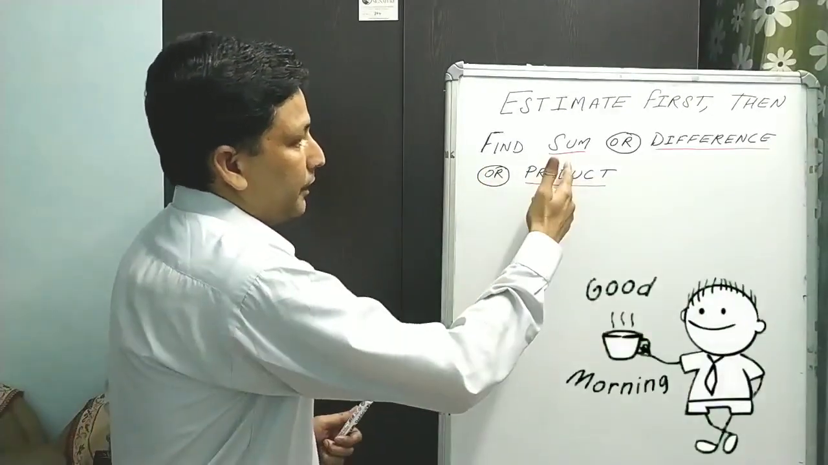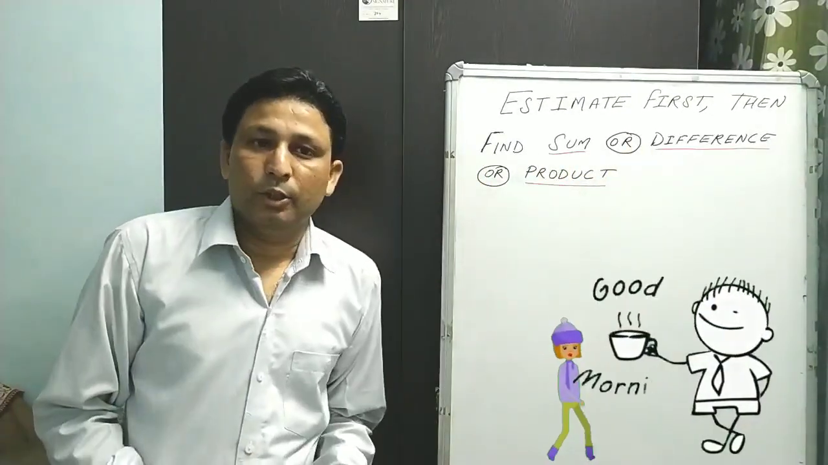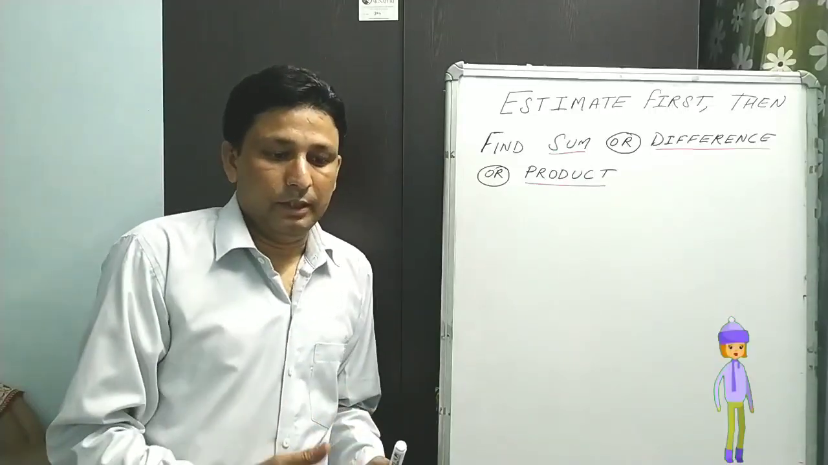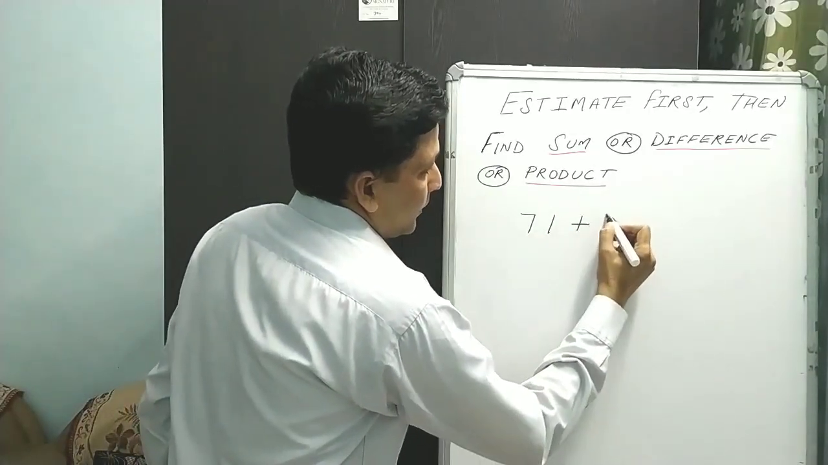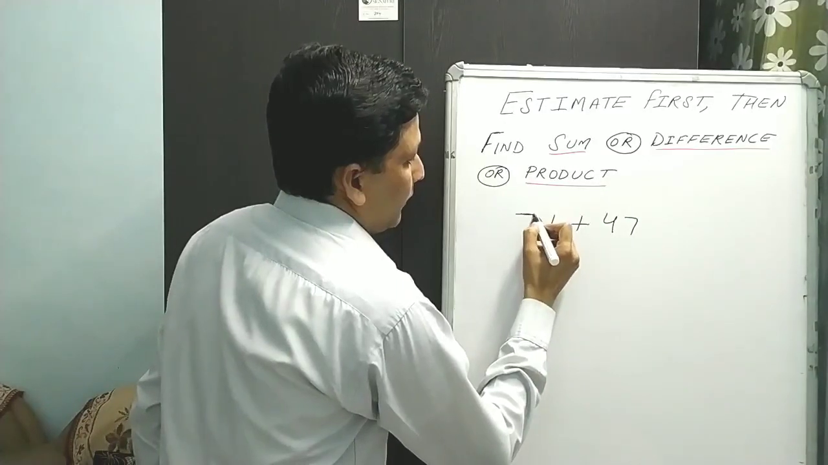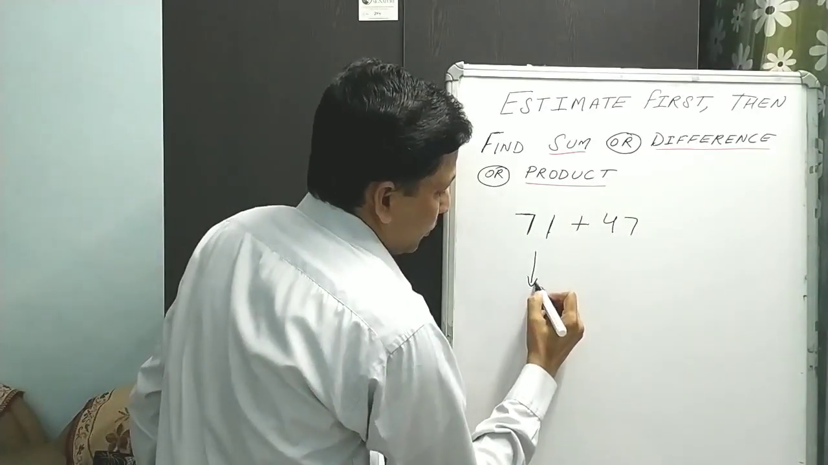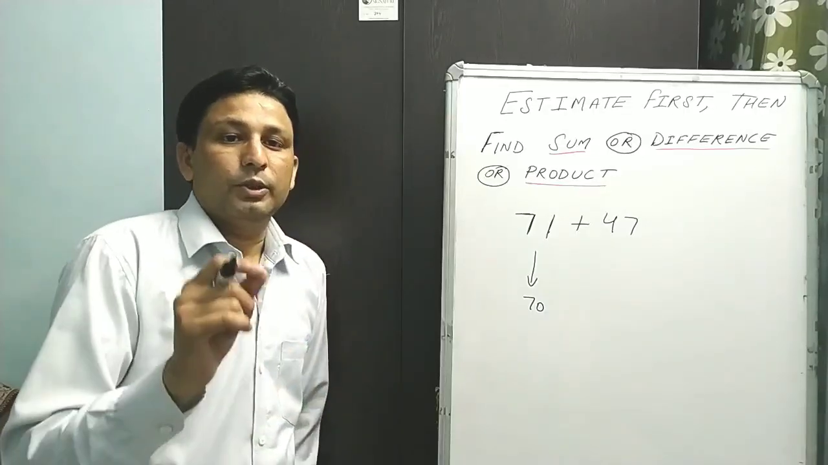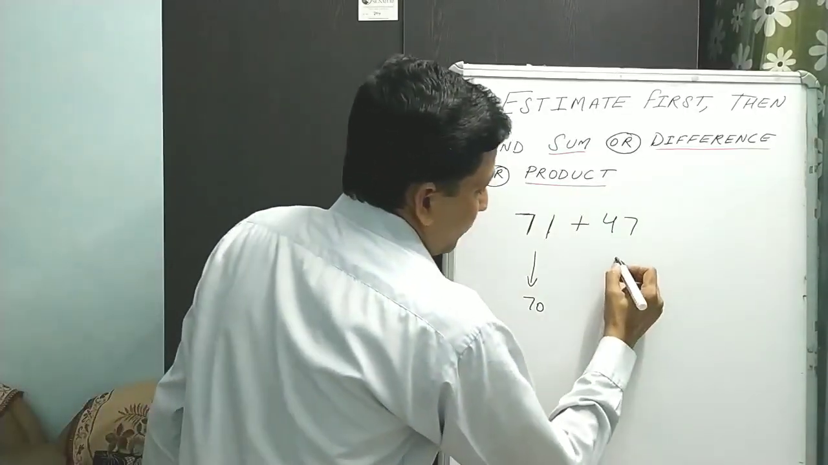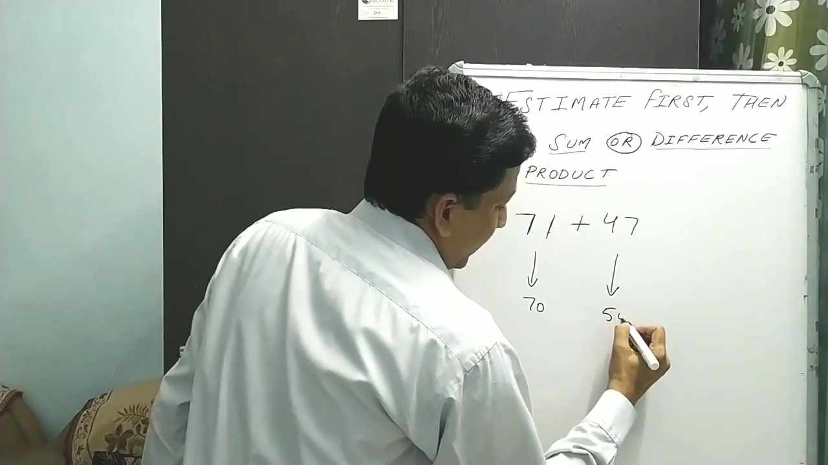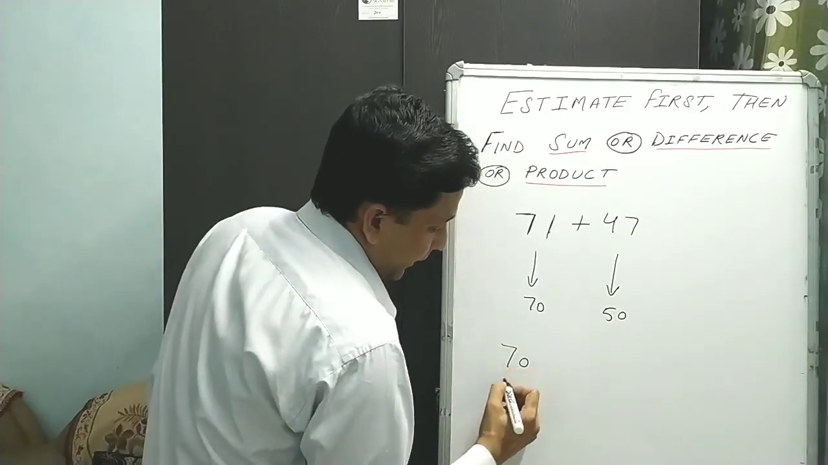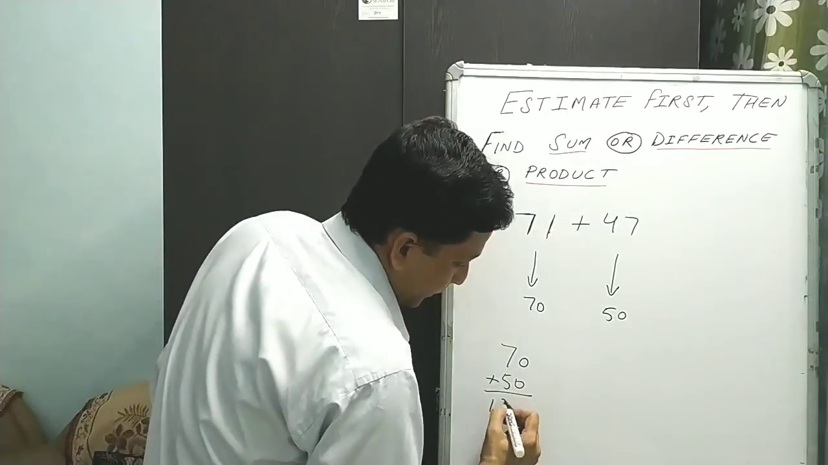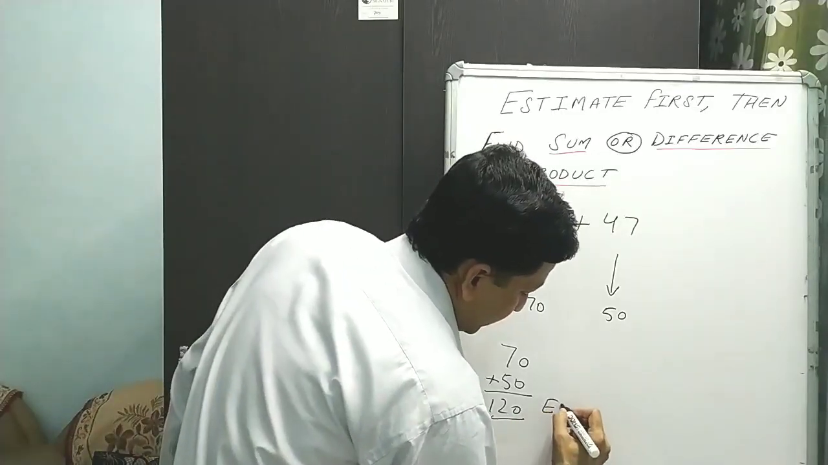Today we will learn about estimate first, then find sum or difference or product. So understanding this, let's take an example. 71 plus 47. First of all we will convert 71 into 70 using the rule nearest 10, and also convert 47 into 50 again using the rule nearest 10. After converting, we just add, and after adding we will get 120. This is the estimated sum.